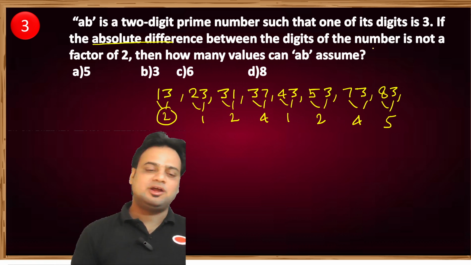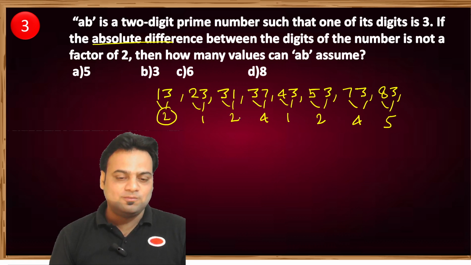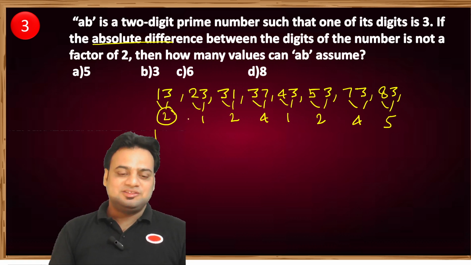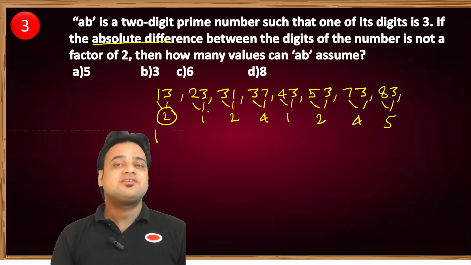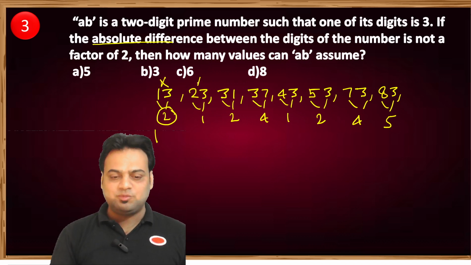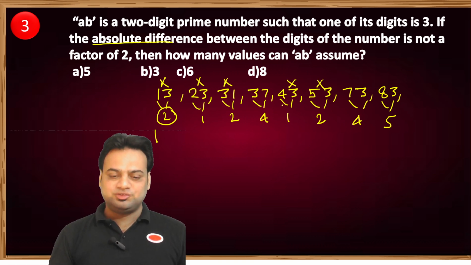According to the question, the difference is not a factor of 2. That means the factors of 2 are 1 and 2, so remove those numbers whose difference is 2 or 1. Those are not possible. So just how many such numbers remain?